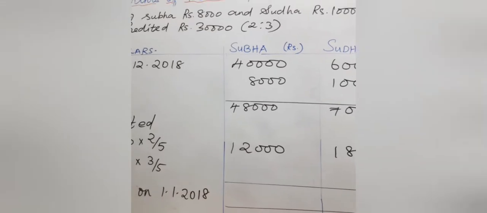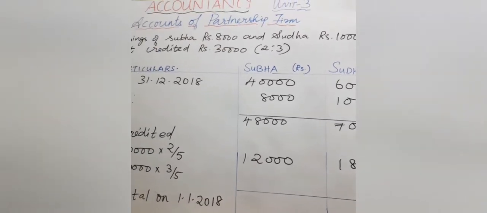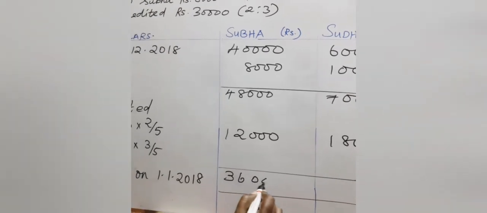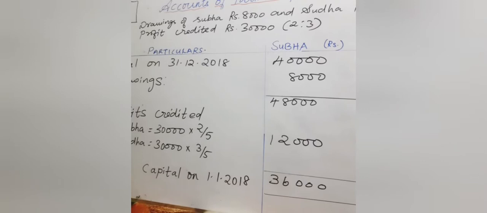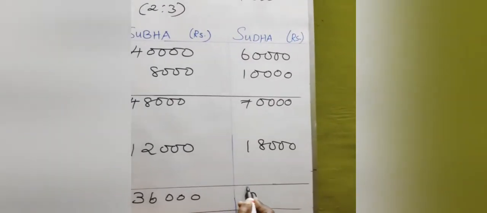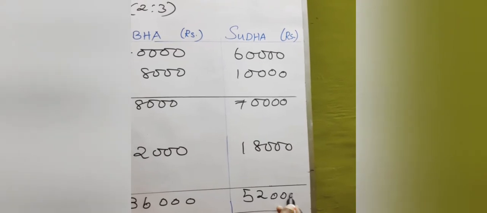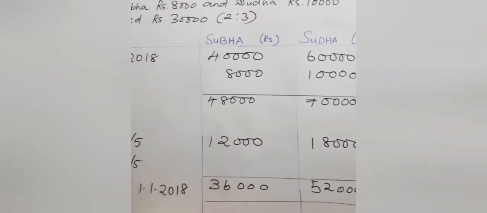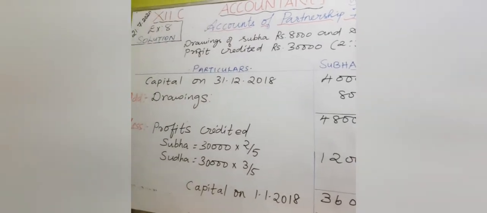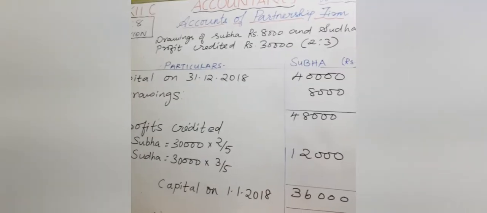Now what do you want to do with this profit? You want to subtract, isn't it? So here you get an amount of 36,000 as capital, and similarly for Sudha you get an amount of 52,000. So this will be the capital on 1/1/2018. Okay children, hope you understood this sum.